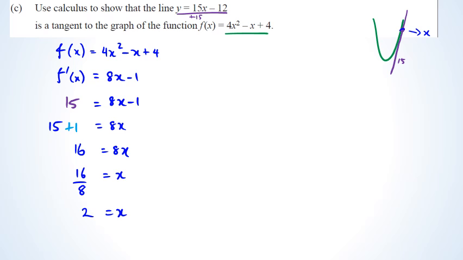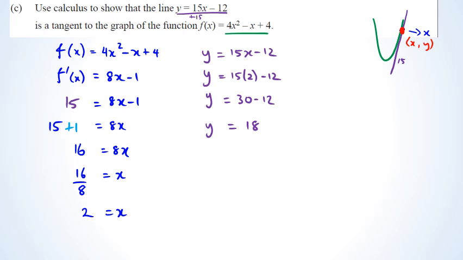I'm going to color this red here. The red point, which has a coordinate of x and y, should be the same for both equations. So if I put 2 in the purple line, I should get the same y value as if I put 2 for the green function as well. So I'm going to do the purple one first, because the purple one is y equals 15x minus 12. And if I substitute 2 in there, I'm going to get 15 times 2 minus 12, which equals 30. Take away 12, and I've got y is equal to 18.